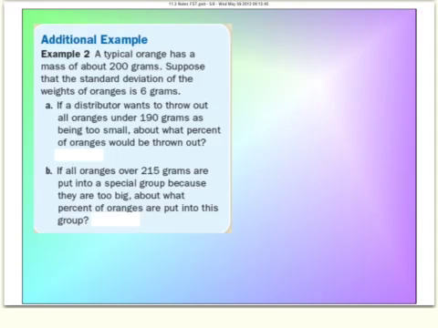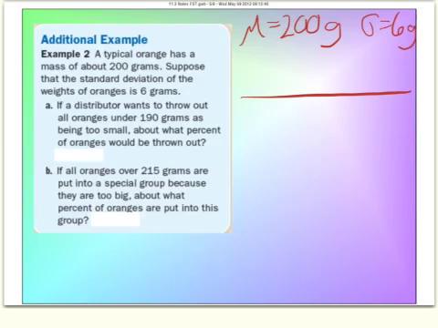If you want another example, I would listen to this one, otherwise start the homework, but here we go. A typical orange has a mass of about 200 grams. So this is our average, the population average. Suppose that the standard deviation of the weights of oranges is 6 grams. If a distributor wants to throw out all the oranges under 190 grams as being too small, about what percent of oranges would be thrown out?